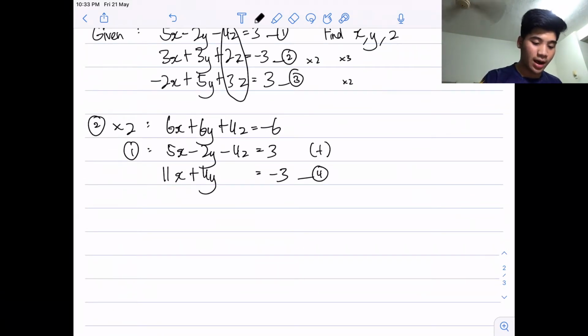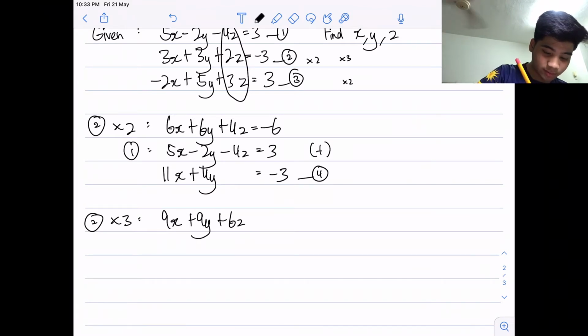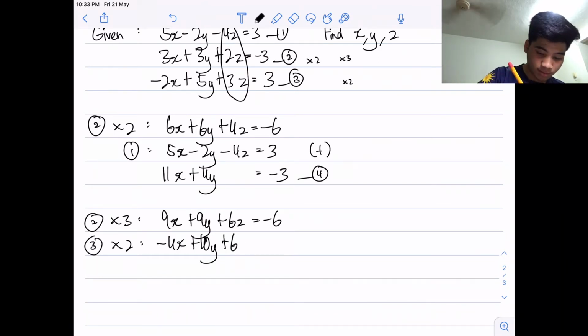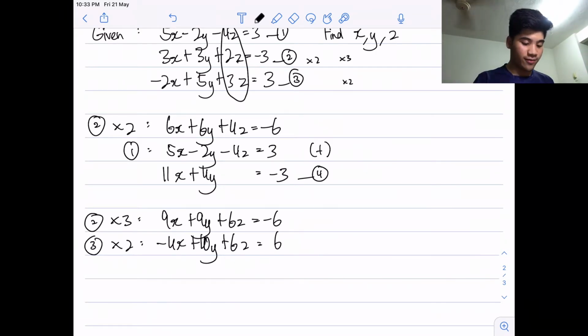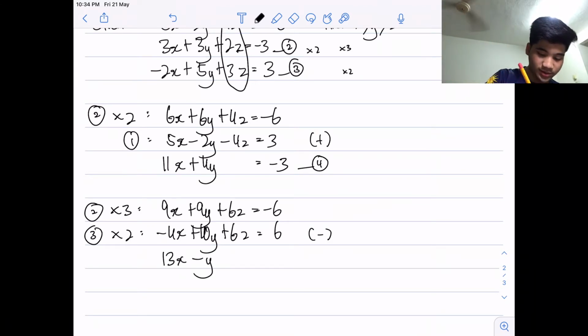So next one, I can use 2 and 3. So I'm going to do equation 2 times 3. So that one I'm going to get 9x plus 9y plus 6z equals negative 6. And then I'm going to do equation 3 times 2, which is going to be negative 4x plus 10y plus 6z equals 6. So from here we already see what we're going to do next, alright? I want to make 6z disappear. So since they're both positive, I've got to subtract. So with that, I'm going to get 13x minus y equals negative 6 minus 6 as negative 12, right?